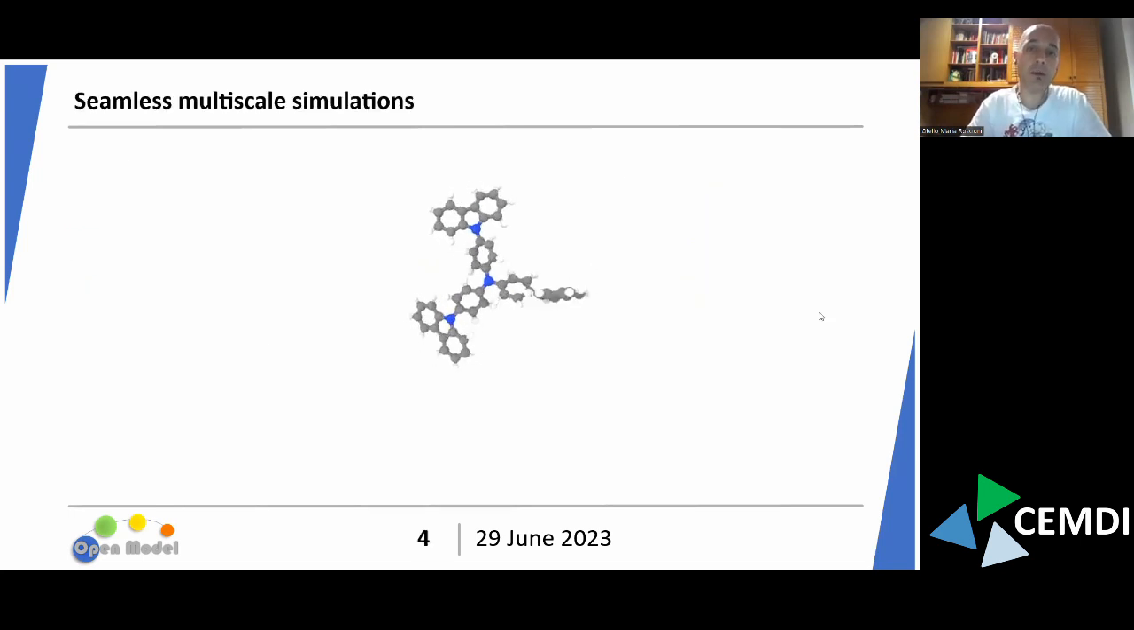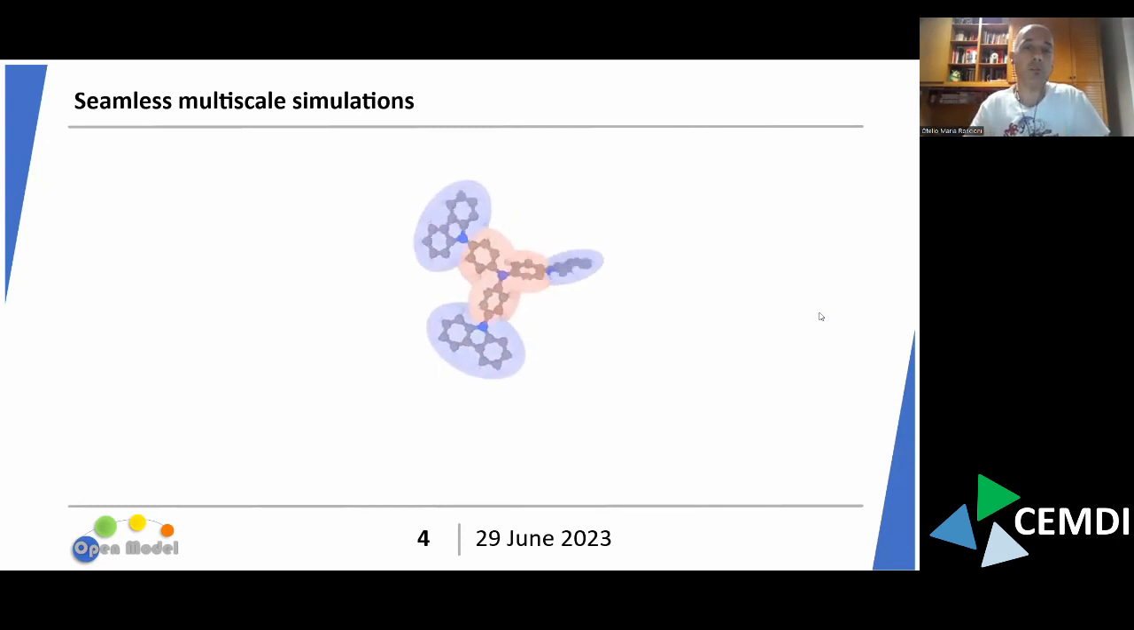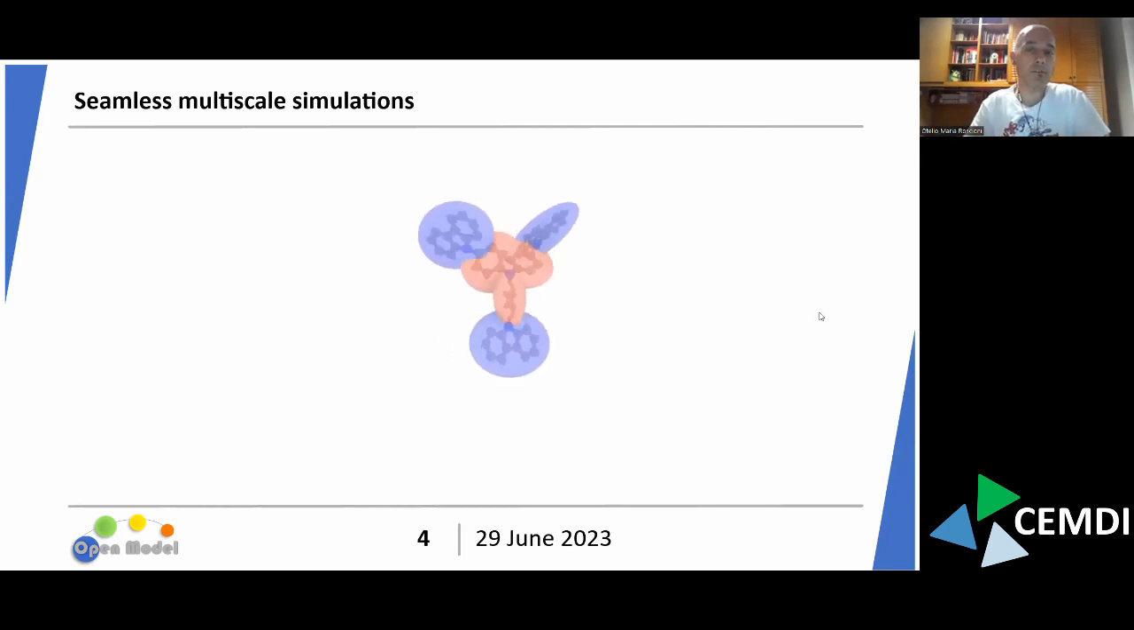Here is an example of a multi-scale simulation that I have developed, and I will give you more details. Basically, the starting point is a molecule with all the degrees of freedom. If we remove some of them, we can basically group parts of the molecules into beads.